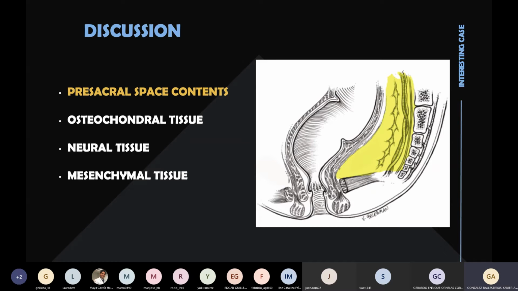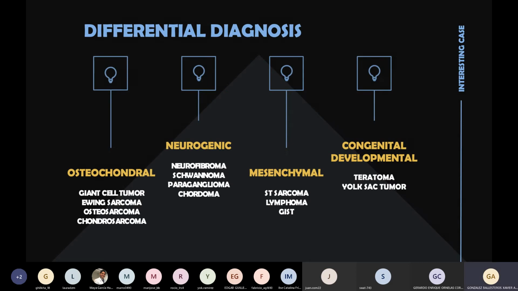Its contents include osteochondral tissue from the sacrum and coccyx, neural tissue from the cauda equina and branches of the sacral plexus, and mesenchymal tissue from adjacent organs, as well as surrounding connective tissue and blood and lymphatic vessels. So there's a wide variety of benign and malignant conditions that might derive from these elements. We're going to forget for a moment this patient and talk about some masses that can look very similar on imaging.